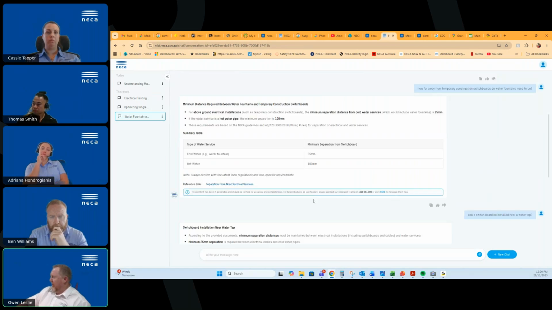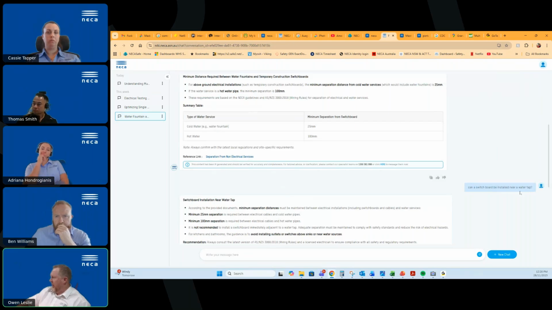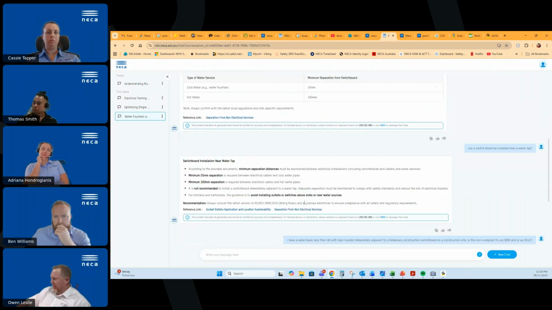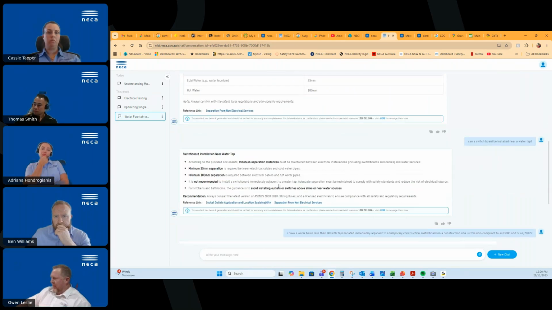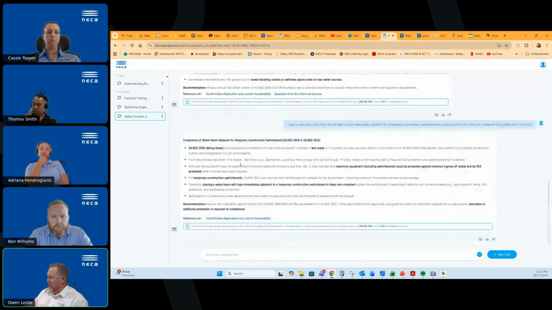So I decided to ask another question. Can a switchboard be installed near a water tap? And it says for kitchens and bathrooms, but it's not a kitchen or a bathroom, so it's not really giving me the right separation answers again. So once again, I asked a bit more of a question.